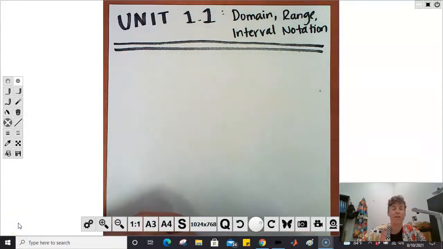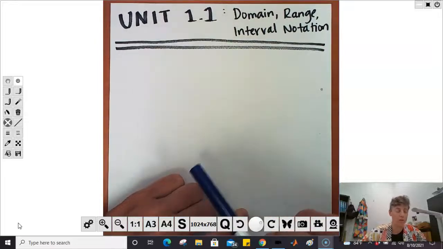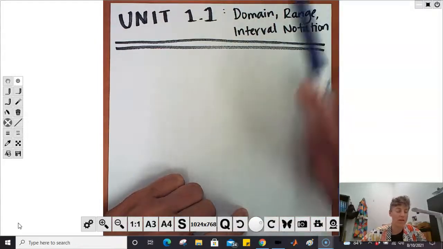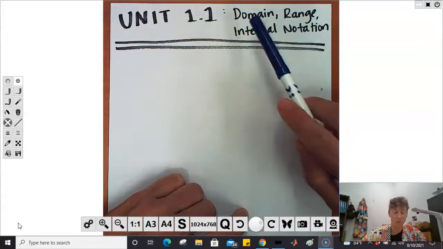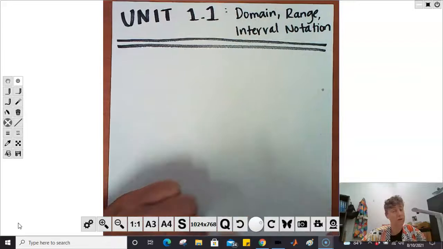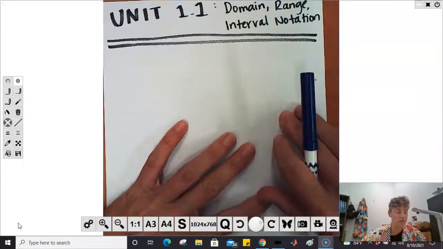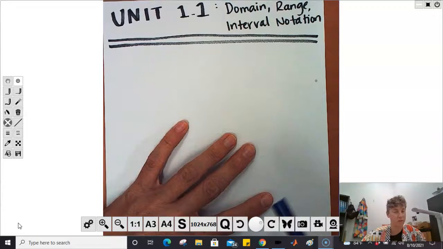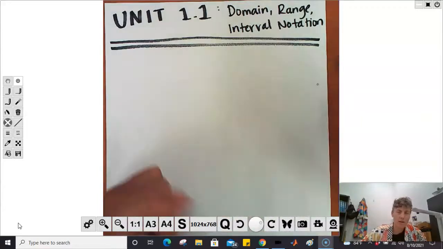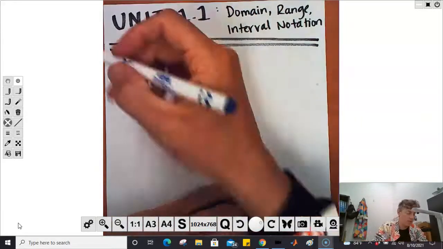Today is our very first lesson, Unit 1.1, and we're going to be talking about domain, range, and interval notation. Now, these first two, domain and range, you've talked about definitely before. Interval notation is gonna look a little different, but it's beautiful. You're going to love it. So, let's remind ourselves, what are domain and range?